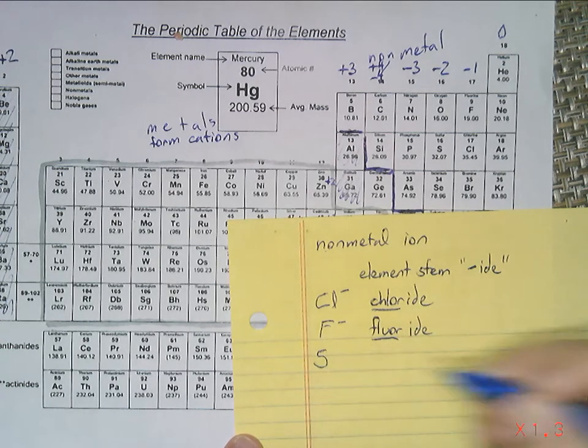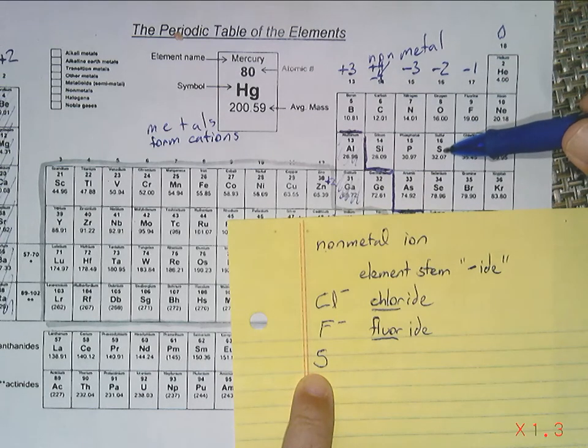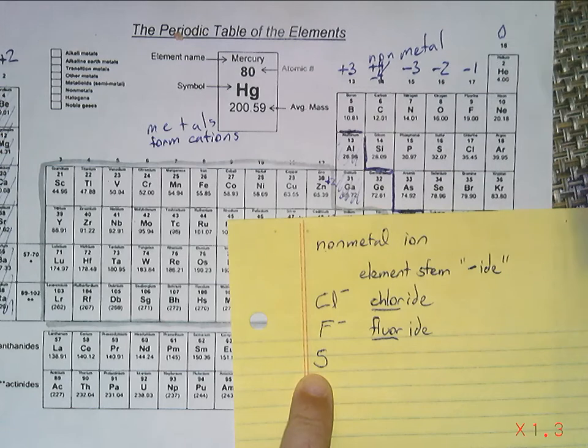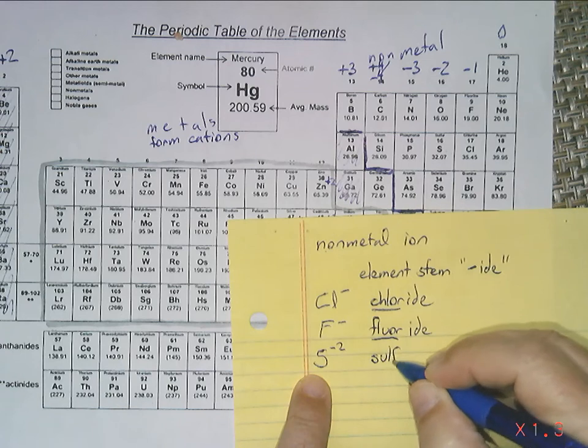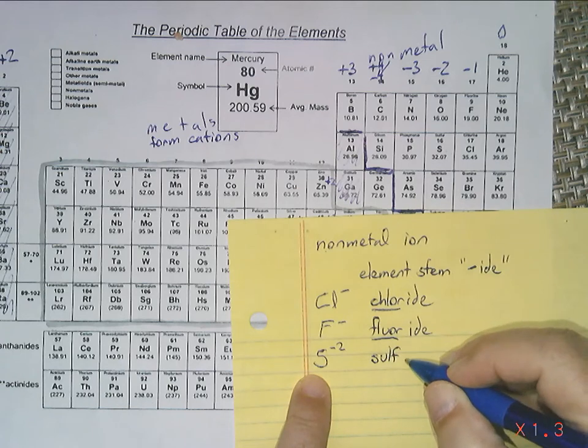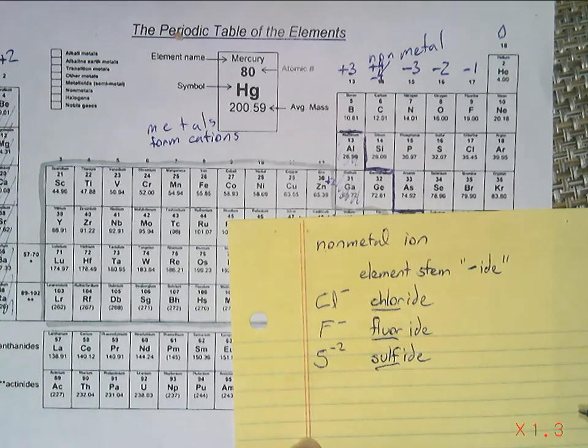How about this ion? First of all, if I make an ion out of sulfur here, what will its charge be? It'll be -2. What will its name be? Sulfur, I'll cut the UR off the end and I'll put ide. So it's a sulfide ion.